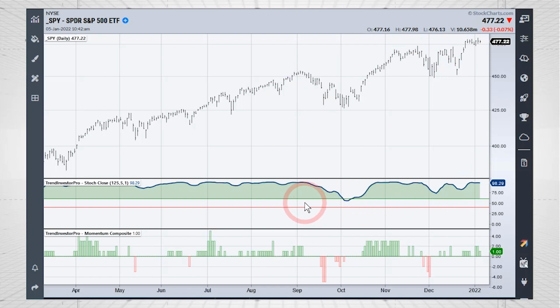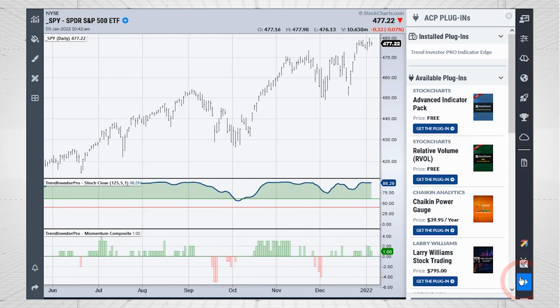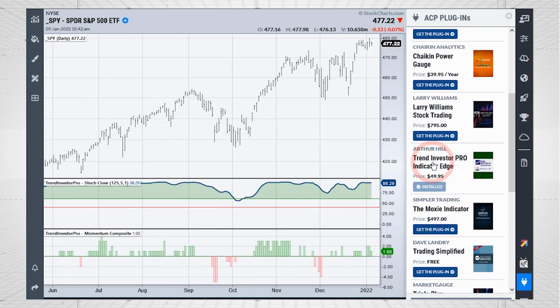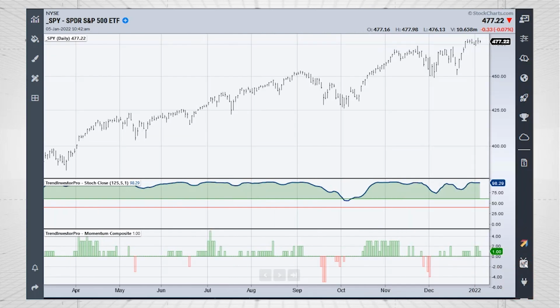In this first window, we have the StoxCX indicator, and that's what I use to define the trend for my ETFs. And that is part of the Trend Investor Pro Indicator Edge plugin. If you go down here to the bottom, I'm on StockCharts ACP. And if you click on plugins, you can see all the available plugins. And there is the Trend Investor Pro Indicator Edge.